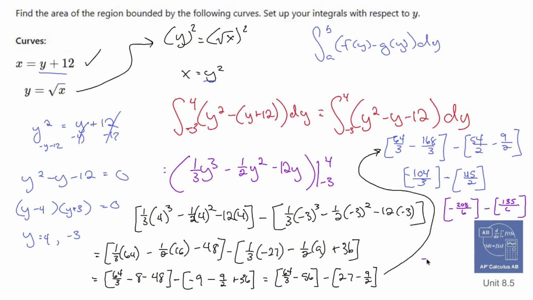And that's going to be a negative 343 over 6, which means we chose wrong. It's actually positive. So we'll just get rid of that because we are out of room.